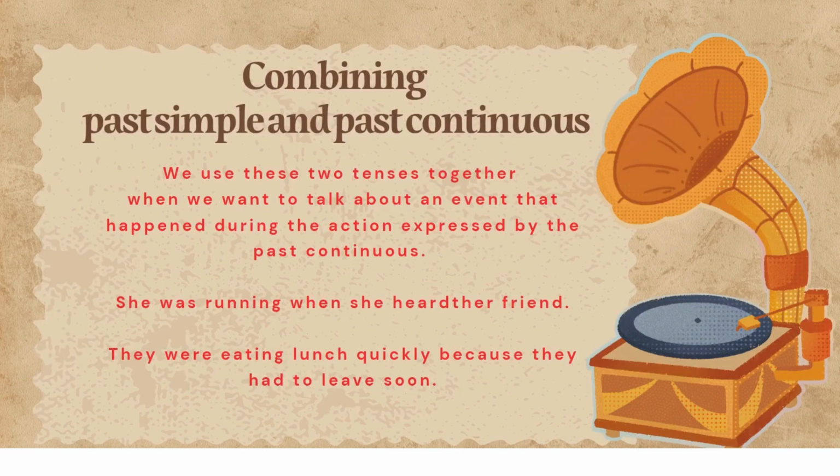Combining past simple and past continuous. We use these two tenses together when we want to talk about an event that happened during the action expressed by the past continuous. She was running when she heard her friend, or they were eating lunch quickly because they had to leave soon.